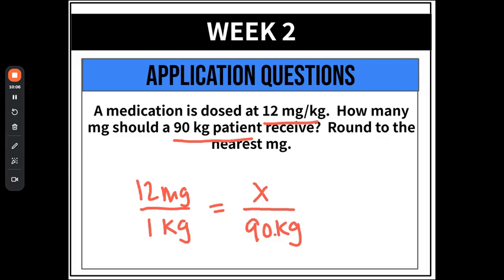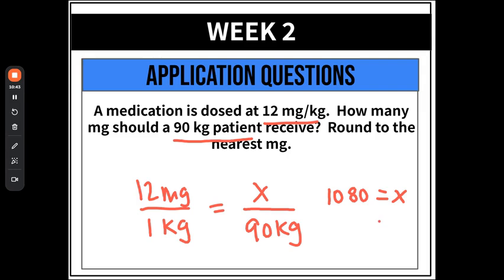So all that I need to do is cross multiply. So I take 90 times 12, and that's going to give me 1,080. And then I can cross multiply again. 1 times x is going to give me just x. I don't need to write the 1.